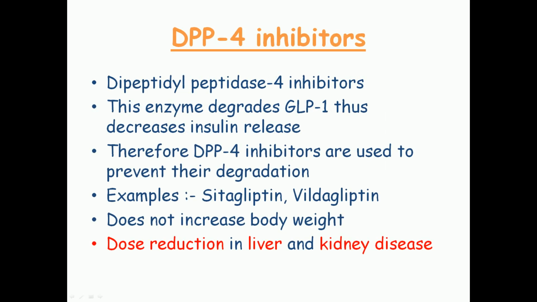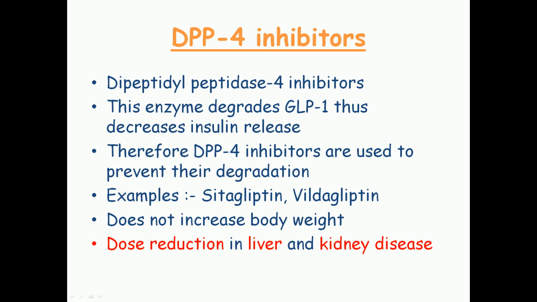Now we'll see about DPP-4 inhibitors. DPP-4 stands for dipeptidyl peptidase 4. As I've shown in the picture earlier, this enzyme degrades GLP-1, and by doing so indirectly decreases insulin release. So DPP-4 inhibitors are used to prevent the degradation of GLP-1. That's why we give GLP-1 agonists along with DPP-4 inhibitors as combinations, to increase the action of each other.